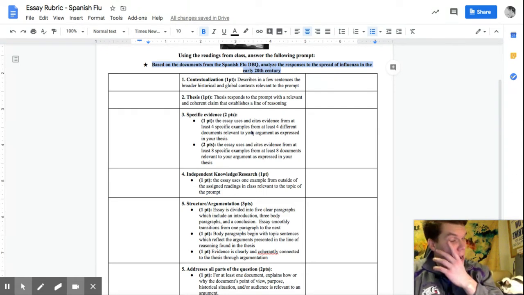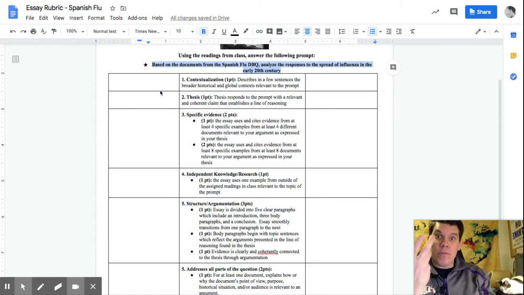So anyway, the rubric, as I mentioned before, is essentially the same one as the power dynamics essay. It's the same rubric we've been working with all year. It's very heavily based on the AP World History rubric, if you remember that one. But your first point is your contextualization one, and that usually works very well in your introduction. So you can describe in a few sentences the broader historical and global context relevant to the prompt.